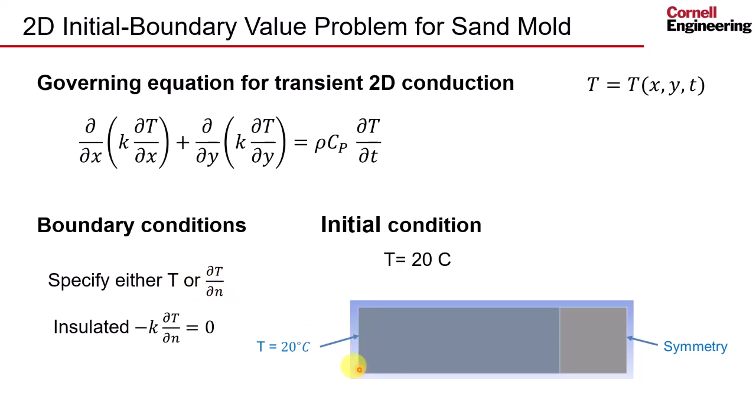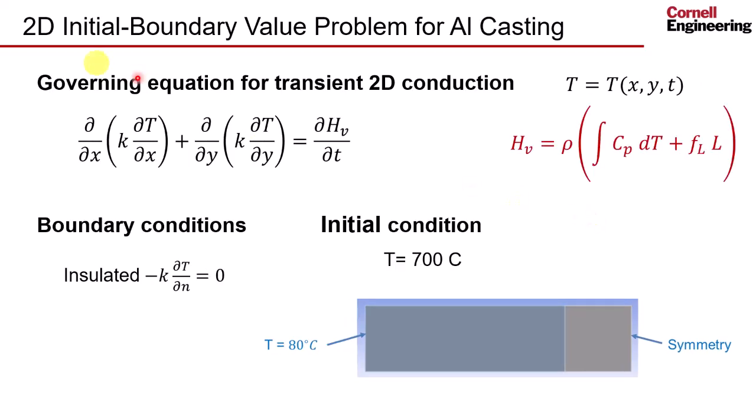At the left boundary, the temperature is specified. At the top and bottom boundaries, it's insulated. Essentially, insulated reduces to that, which means that the normal gradient of temperature at those boundaries is 0. And then this is an internal boundary, and let's not worry about that and let the solver take care of it.